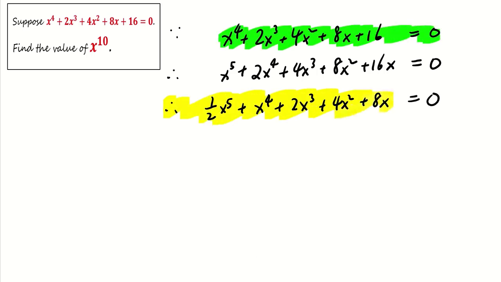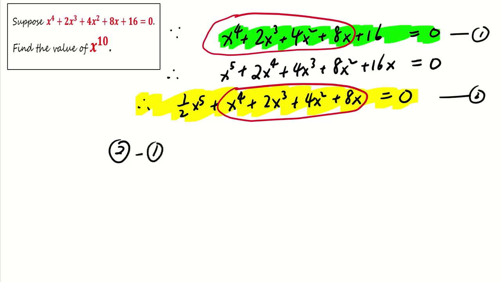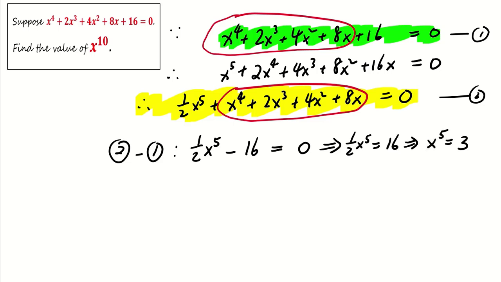Here we observe some common terms in these two equations, which we refer to as equation 1 and equation 2. Subtracting equation 1 from equation 2, we find that half x to the power 5 minus 16 equals 0. This implies half x to the power 5 equals 16 and consequently x to the power 5 equals 32.